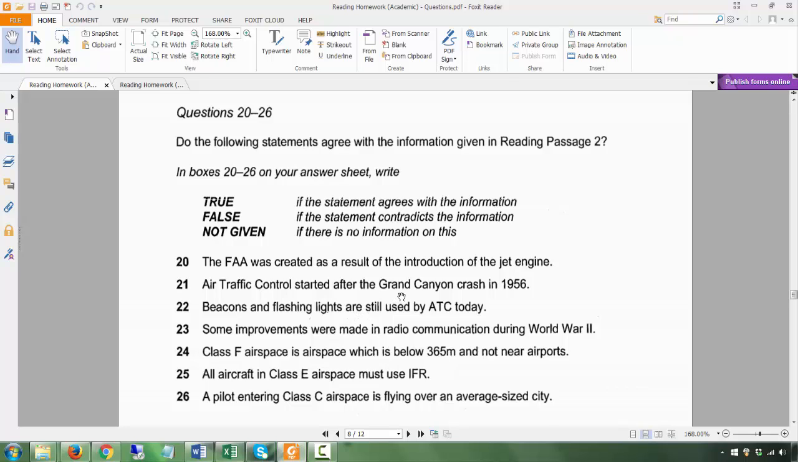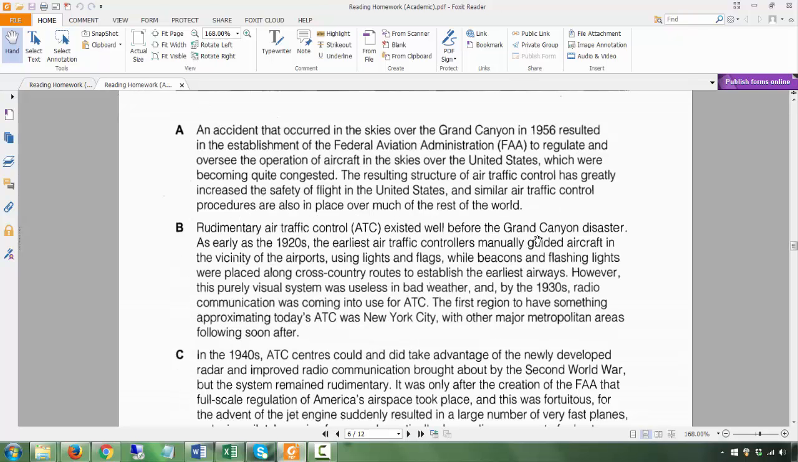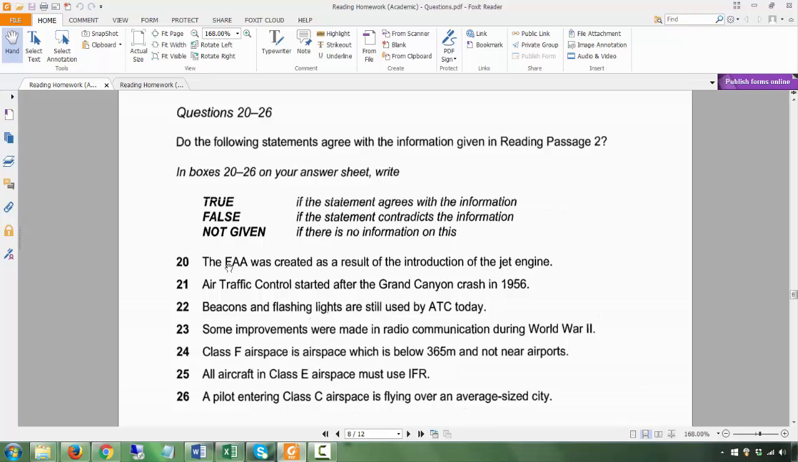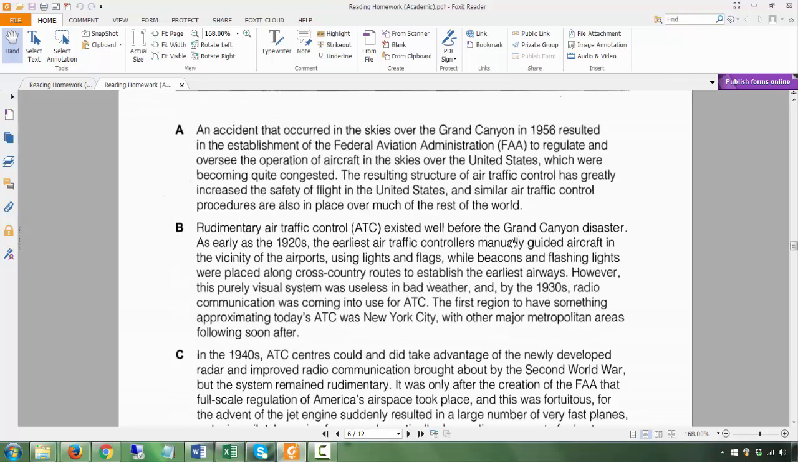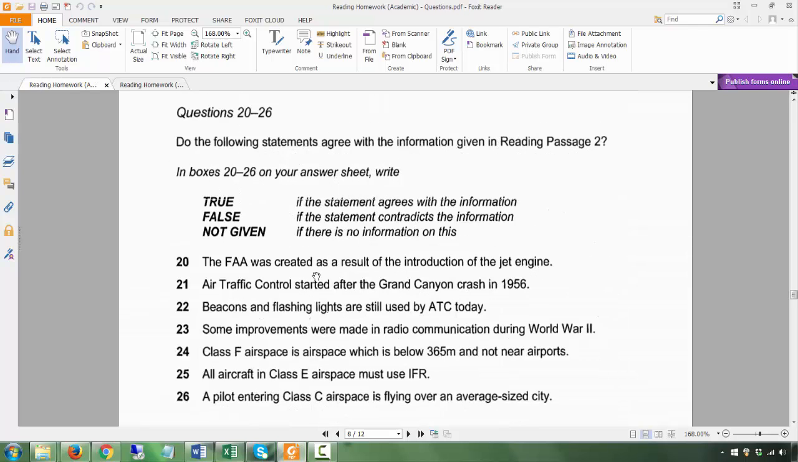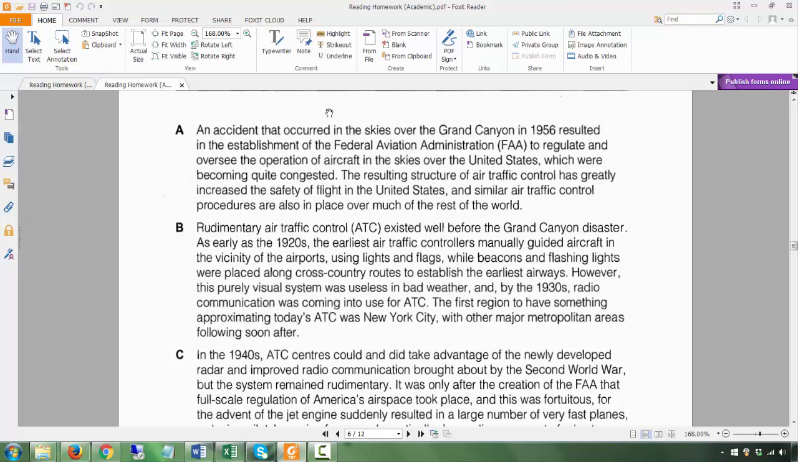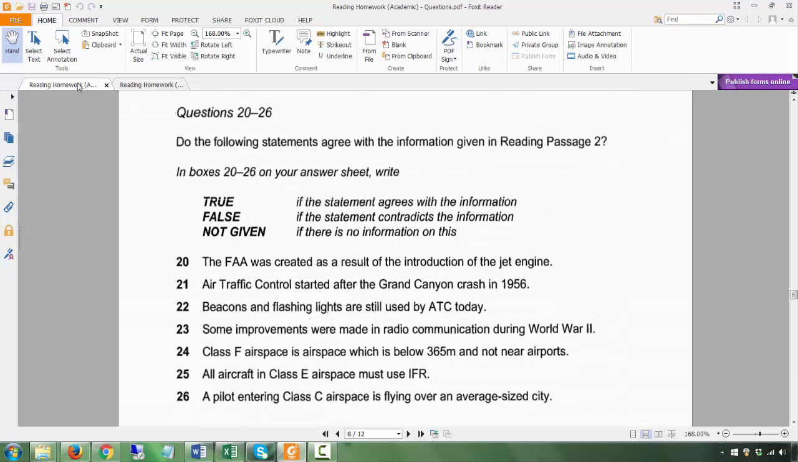Air traffic control started after the Grand Canyon crash in 1956. Air traffic control existed well before. So if it existed before, it can't exist after, right? So this is the Grand Canyon crash. Here it is talking about the disaster. ATC did not start after this crash, so it's false. And as you can see, we are going in order.